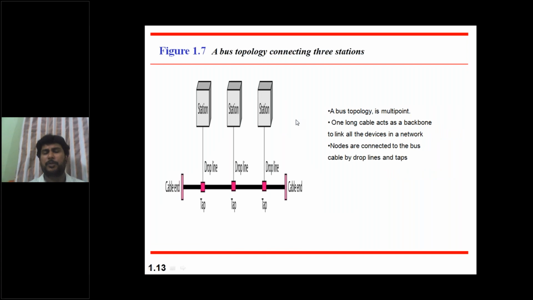The third type of topology is one where we are going to use multi-point connections. That means a link will be shared between more than one device. Now here we have a link running between 2 points. That link will be shared by more than one station. And how are we trying to connect the stations to this common link? By using a drop line, and for the link we are using certain taps.